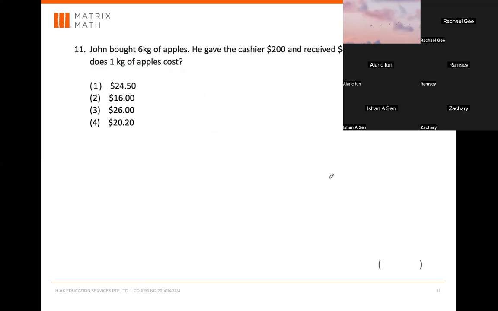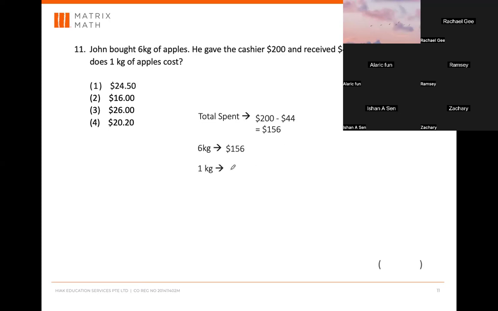Question 11. John bought 6 kg of apples. He gave the cashier $200 and received $44 change. So how much does 1 kg of apples cost? First thing first, did John use up all his $200? No, because he actually received a change of 44. So you need to find out how much he spent on these 6 kg of apples. So total spent will be 200 minus 44, which is 156. And that is for 6 kg worth of apples.